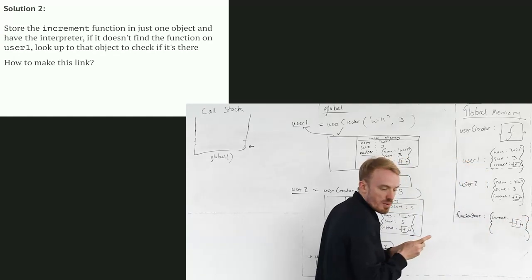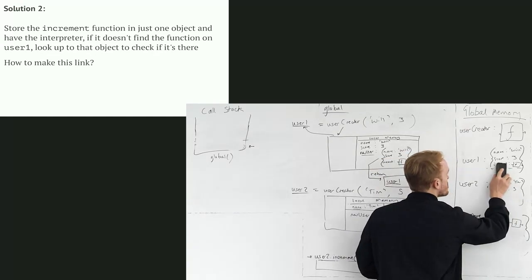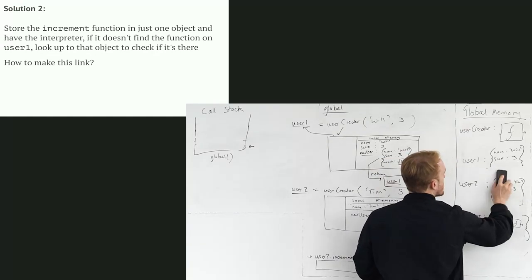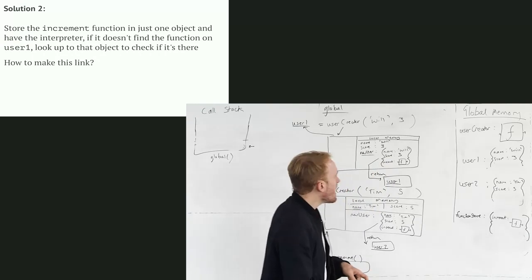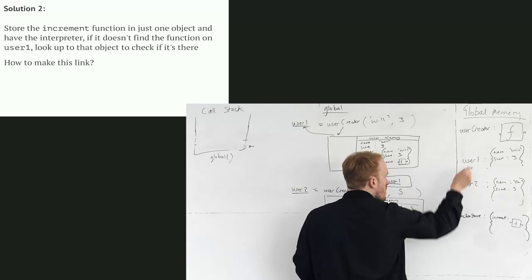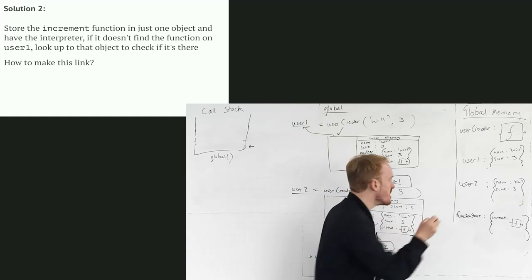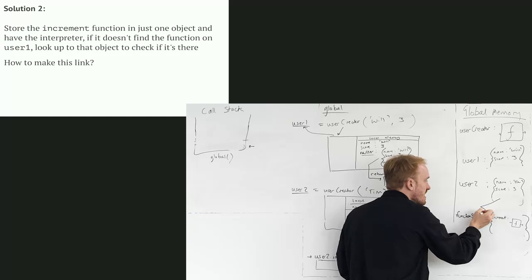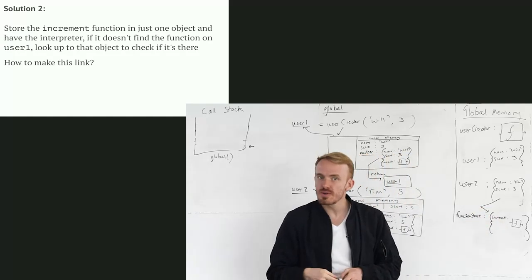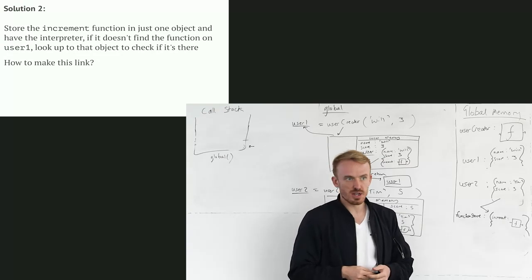and then not store it on each of these objects, keep these objects clear. Somehow, if I weren't to find on my user 2 or my user 1 object the increment function, JavaScript would know to go and look instead in this function store where I have my single copy of that function.